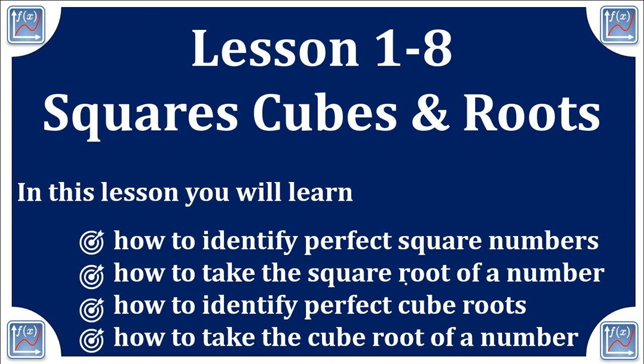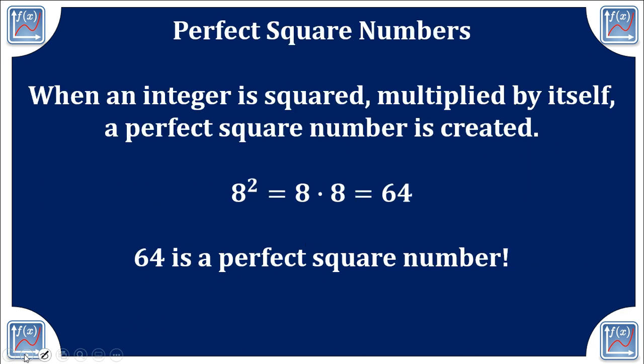Okay, guys, in this lesson, we're going to talk about squares, cubes, and their roots. So let's talk about a perfect square number. A perfect square number is when we have an integer, negative or positive whole numbers, and you multiply it by itself, you create a perfect square number. So an example that we have here is 8 squared, which is 8 times 8 is 64. Therefore, 64 is a perfect squared number.